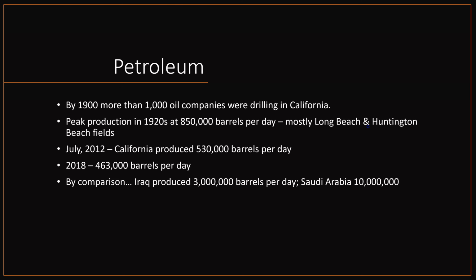We are diminishing our oil production in California significantly, and that is why we have turned to a lot of the other oil-bearing countries like Iraq and Saudi Arabia, who can produce up to 3 million or 10 million barrels per day, which is significantly more than we've ever produced in California.